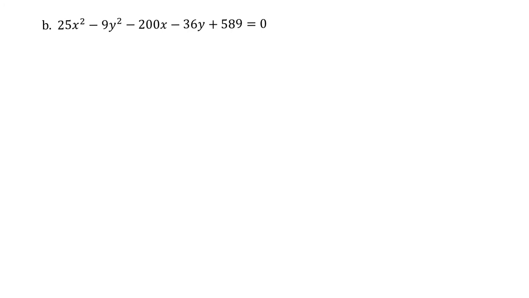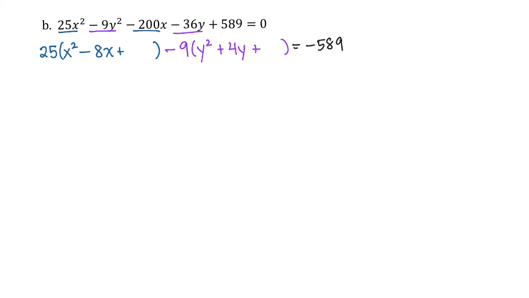Okay, let's see. I have 25x squared minus 200x. I'm going to go ahead and factor out the 25, which is going to take me down to 8x. I am going to complete the square in a second. Let me go ahead and do the y term. So I have a minus 9y squared minus 36y. I know I'm going to have to factor out the minus 9, so I'm going to do it now. If I factor minus 9 out of minus 36, I get plus 4y. And I am going to move the plus 589 to the other side by subtracting it.